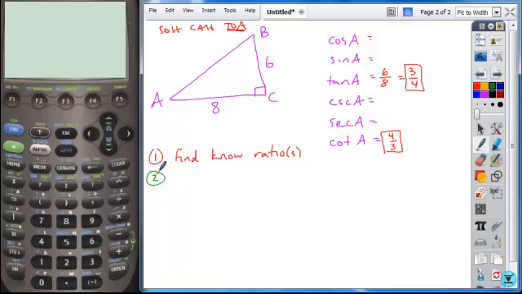Once you find that known ratio, in order for you to find all the other ratios, you need to find another missing piece of information from the triangle. Well, if we have 2 sides, 2 legs of a triangle, what do we need to use in order to find the hypotenuse? Pythagorean theorem. So you're going to use the Pythagorean theorem.